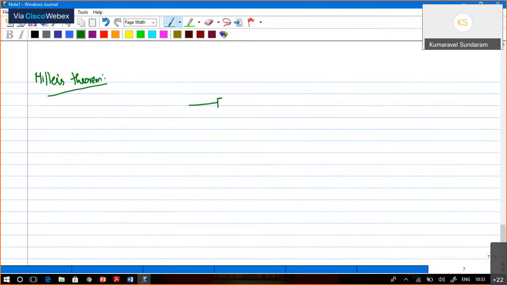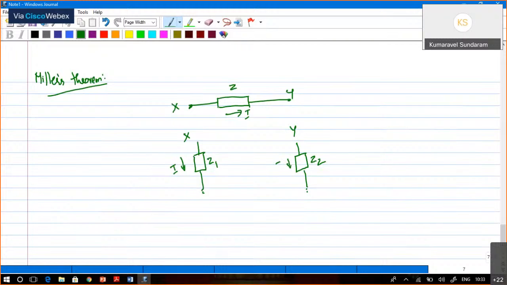If an impedance is connected between two nodes, X and Y, it can be split into X node and Y node, provided the same current is going to flow. Here I current, Z2. Same current has to flow. Then only we can split the impedance that is going to be associated with X node and Y node.